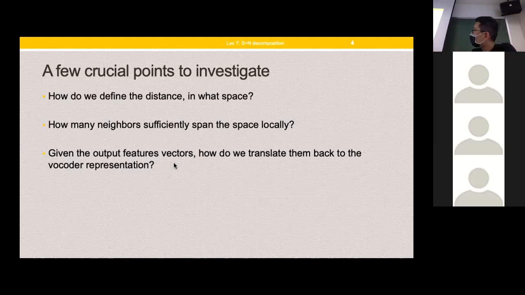And the third point, as I mentioned, is this: given the output feature vectors, a sequence of, let's say, mel cepstral coefficients and their deltas, how do we translate them back? How do we map the vectors back to a vocoder representation? Sooner or later you need to synthesize the sound, so we need to put everything back into the vocoder representation in order to finally synthesize the signal.